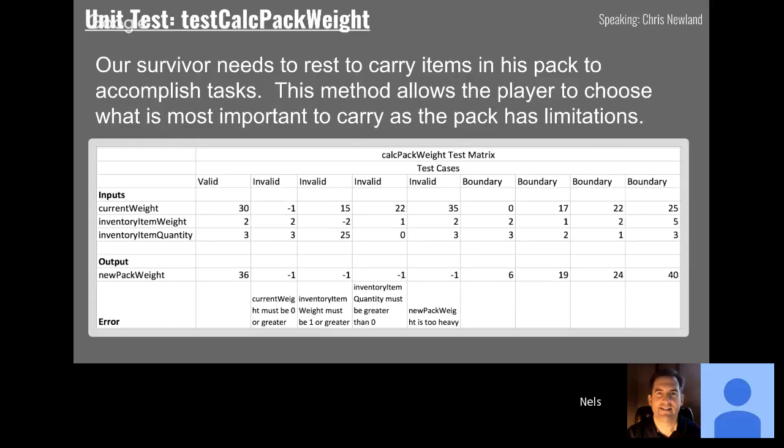Third example of this is testing the calc pack weight formula, and you see that the pack weight has several parameters on this. And the initial invalid column indicates that the pack weight needs to have some weight to it, otherwise it processes as an invalid amount. The far right column indicates the boundary at 40 pounds, so we set that as a parameter for the actor to not overload his pack.